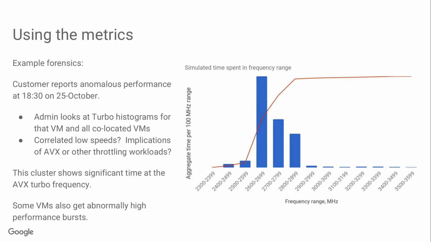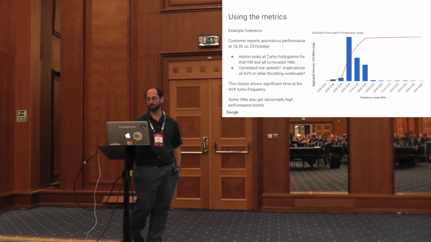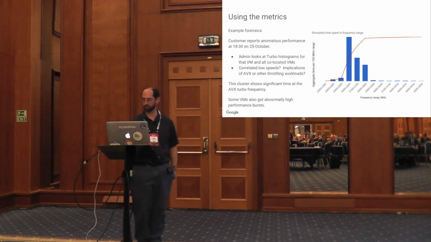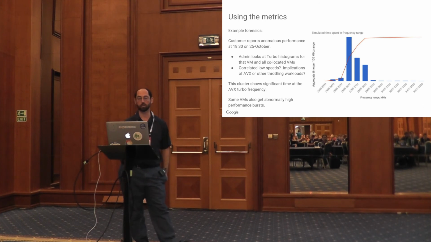So as an example, if somebody says there's anomalous performance on this state, we can look at these things and say, what was co-located? Does it have AVX and this customer doesn't? Are there other things, maybe thermal events going on that we log, or high intensity workloads that can actually push you lower than the AVX frequency?